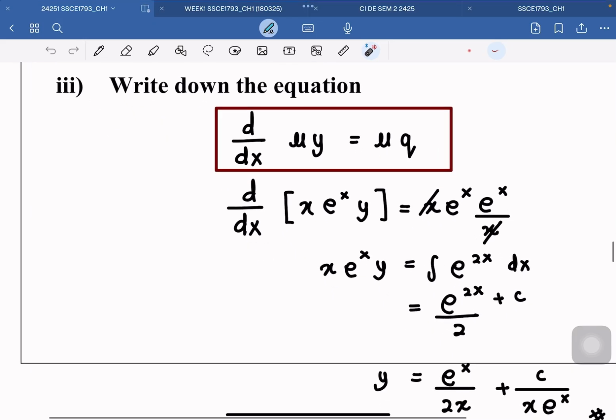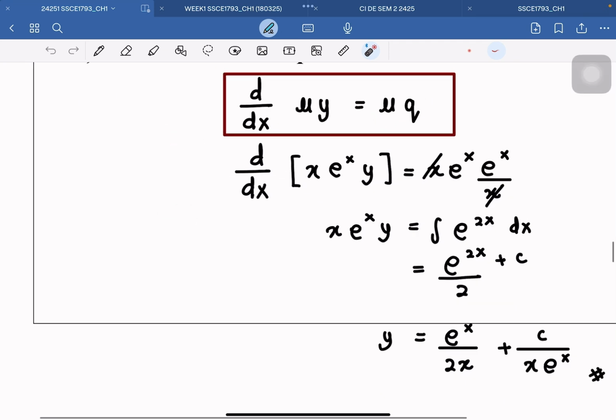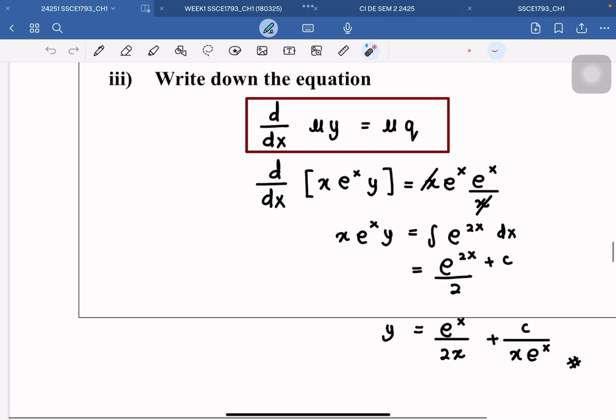The third step is the equation you have to remember: d over dx of (mu y) is equal to mu q. Copy back your integrating factor, and y equal to mu q. Copy back your q, and this is your mu. Write back the equation and substitute the particular values for the integrating factor and also q, and then you solve this one. So now your y is equal to e to the power of x over 2x plus c over x e^x. Then you are done.